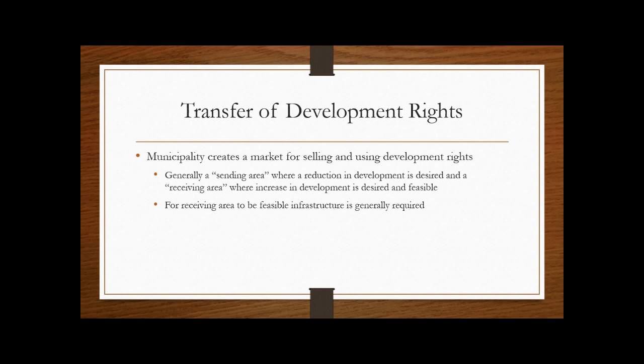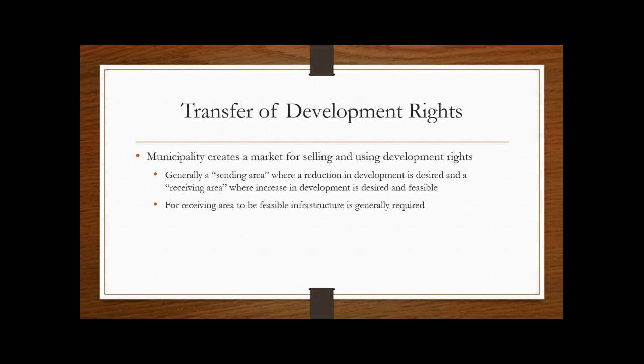So in a transfer of development rights system, a municipality, or it can be done at a regional level, but that's really hard in New York State because of home rule, creates a market for selling and using development rights. Generally, with transfer of development rights systems, you have a sending area. This is an area where you don't want development, so you want people in that area to sell their development rights. And then you have a receiving area, an area where you want an increase in development. So someone who wants to develop a parcel in the receiving area could buy the right to do additional development on that parcel from someone who has development rights in a sending area.